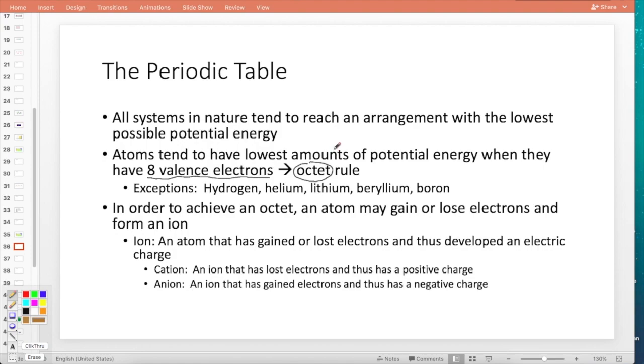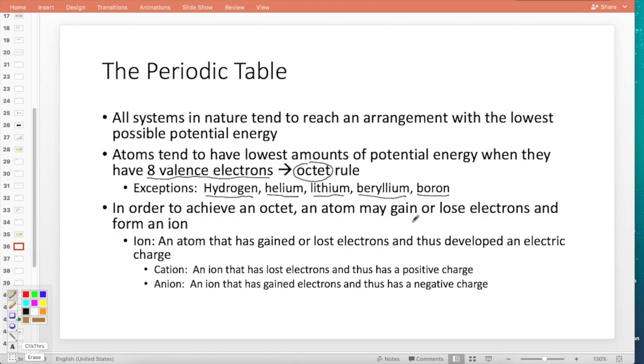Now, there are some exceptions. Hydrogen is an exception because he's stable and, so to speak, happy. He's reached the lowest potential energy minimum with 0 or 2 electrons. Helium is stable with 2. Lithium is stable with 2. Beryllium is stable with 2 or 4. Boron is stable with typically 4 or 6. So those are our only exceptions. I'm not going to make you know them. But listen to what I'm saying.